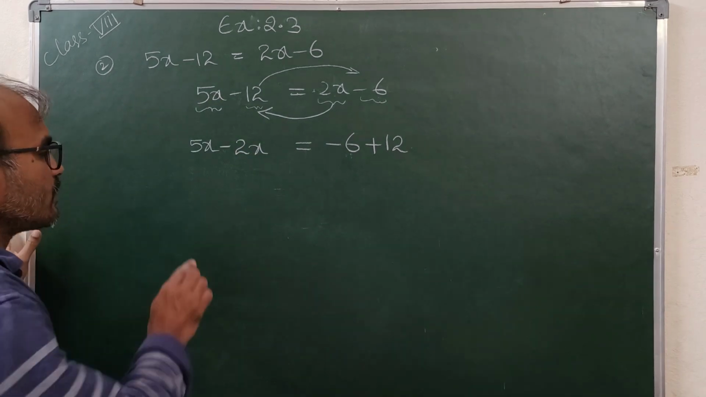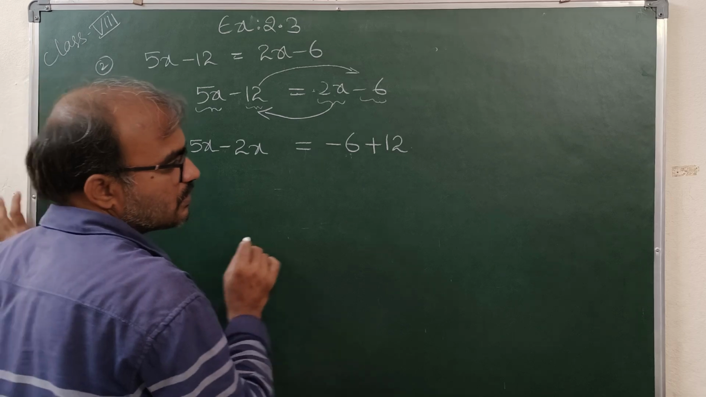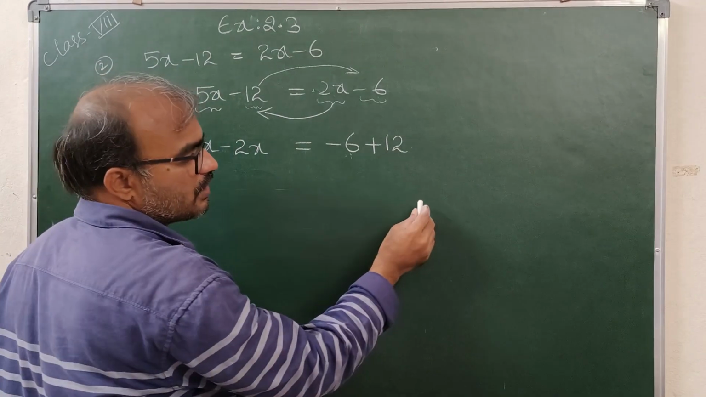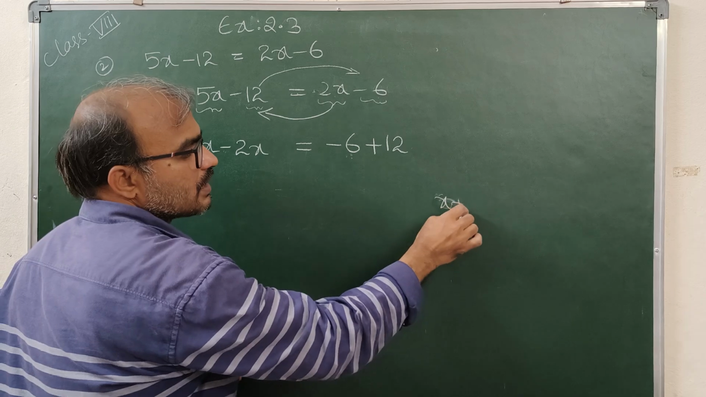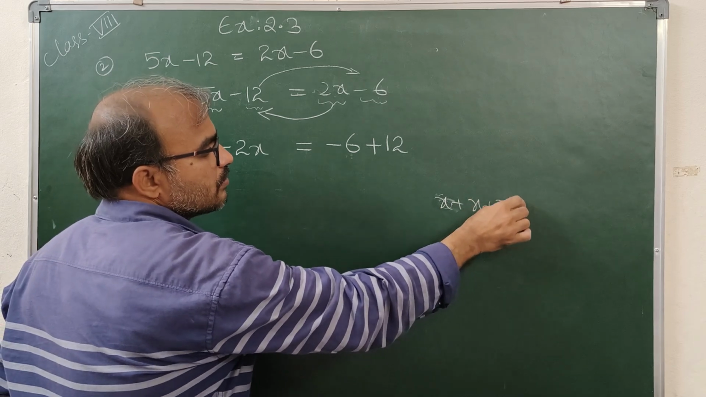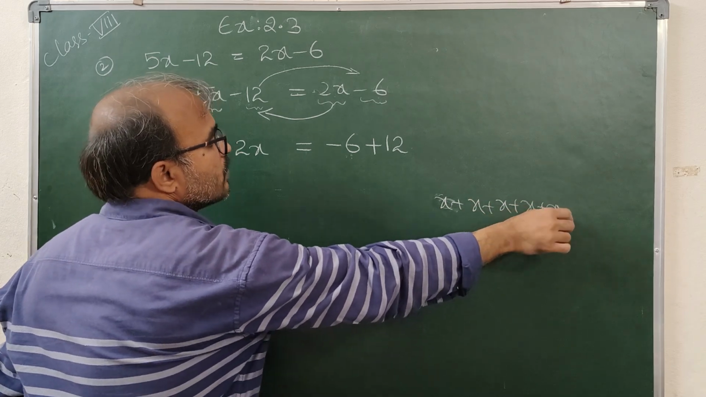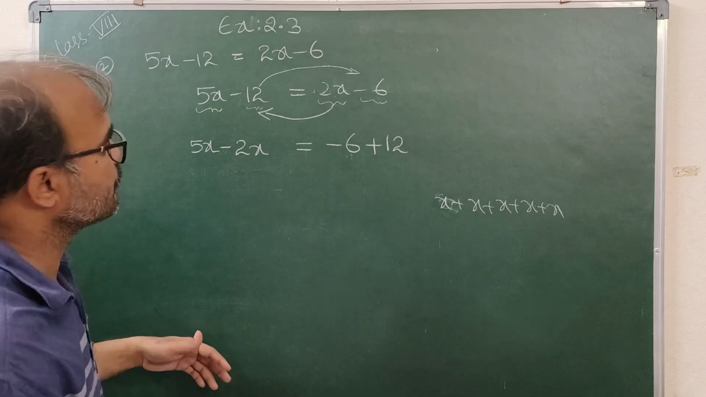That's it, right? Now 5x minus 2x. As we discussed previously, 5x means x plus x plus x plus x plus x. How many times? 5 times, right?